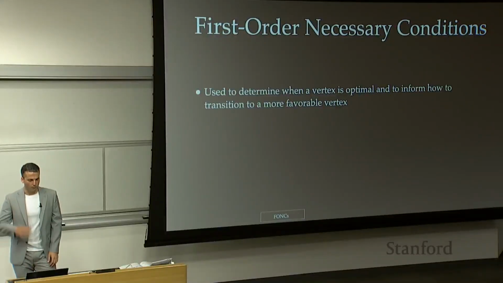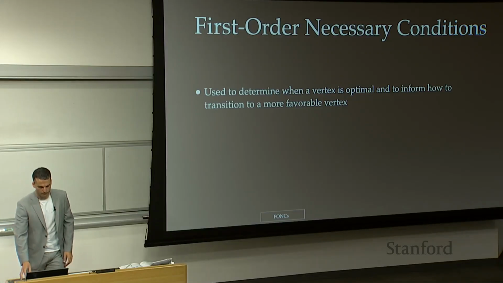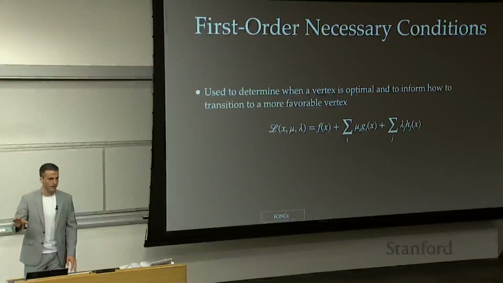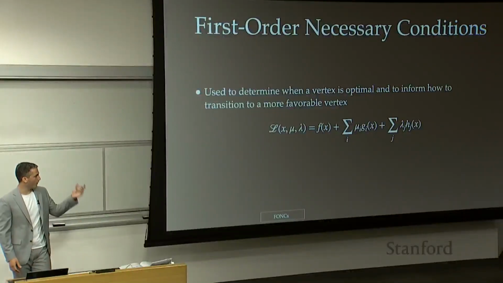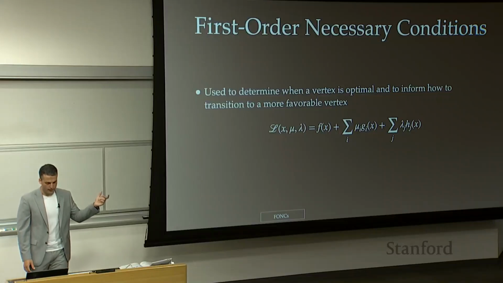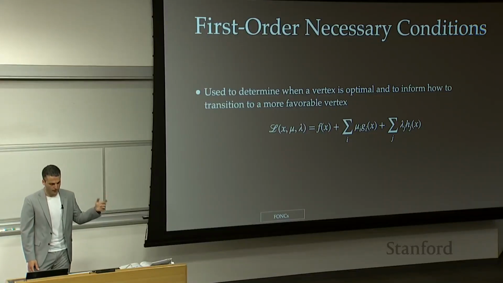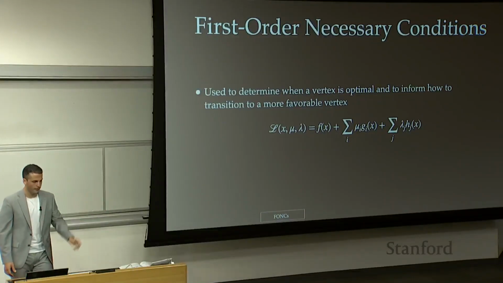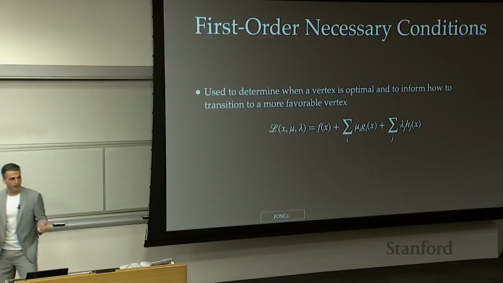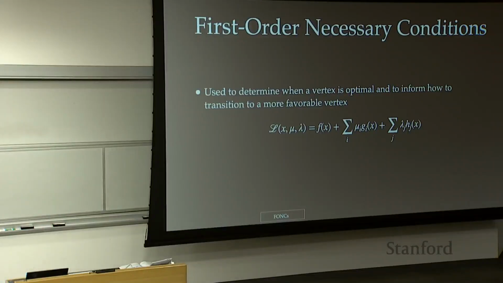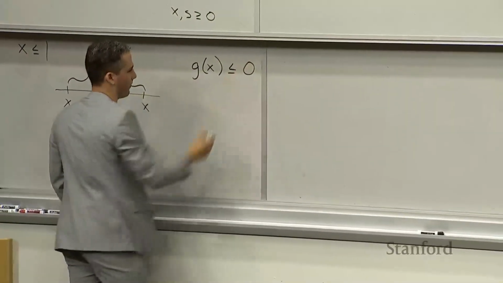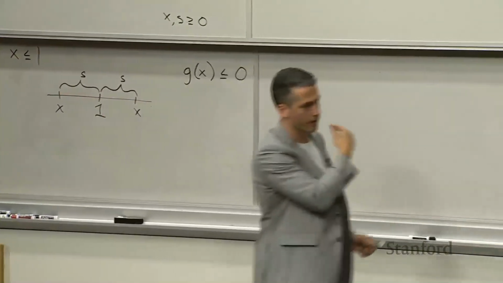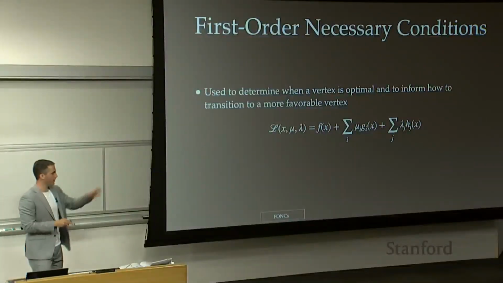Okay? So just as a refresher from last time of what the first order necessary conditions are, we saw that the general case of the Lagrangian for a constrained optimization problem can be written like this. We have our objective f of x, g of x for the inequality constraints, and h of x for the equality constraints. Now recall that g of x here is assumed to be less than or equal to 0, so that's the inequality sign that we're working with.